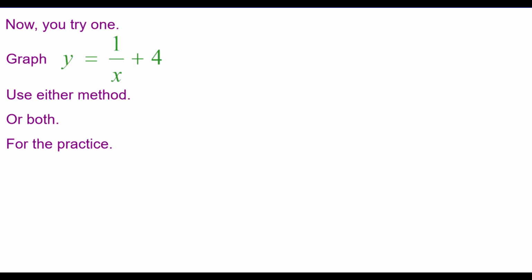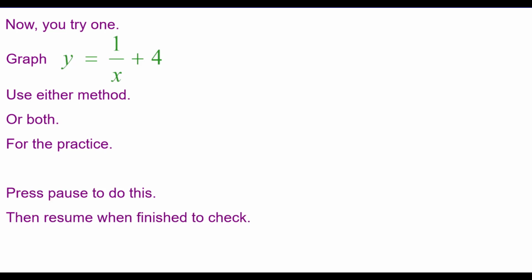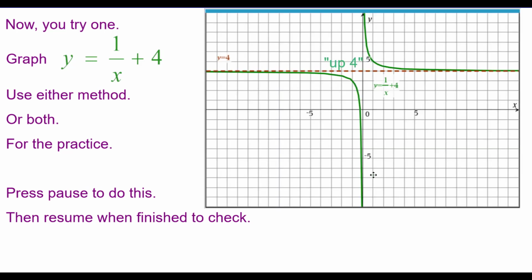Now you try one. Graph y equals 1 over x plus 4. Use either method or both for the practice. Press pause to do this and resume when you're finished to check. And here's the answer. Reciprocal function shifted up 4 units.